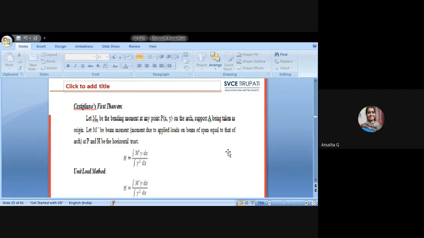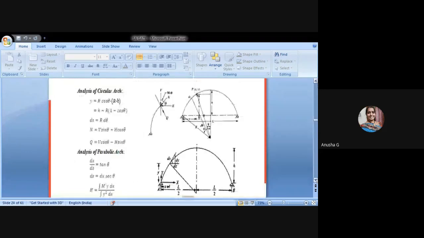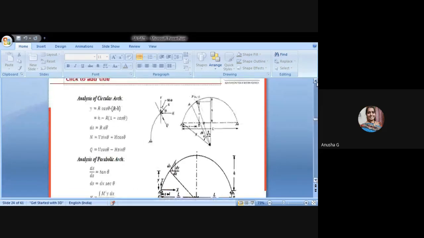At some other distance, M dash is the beam moment that has to be found. The moment due to applied loads on a beam of the span must be equal to the horizontal force or horizontal thrust H. That horizontal thrust H equals the integration of M dash y ds divided by the integration of y squared ds. This is one of the methods that has to be followed here.